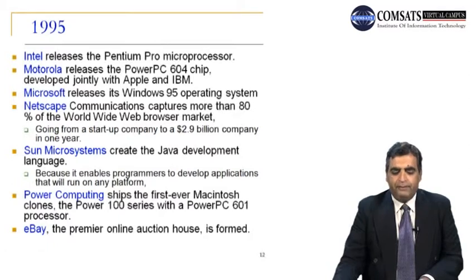In 1995, Intel releases the Pentium Pro microprocessor, which is a 64-bit machine. Like 80286, 80386, 80486, the Pentium should have been 80586. But Intel registered Pentium in its own name so that no other company can use the word Pentium. Motorola in the same year releases the PowerPC 604 chip, which is a RISC-based machine developed jointly with Apple and IBM.